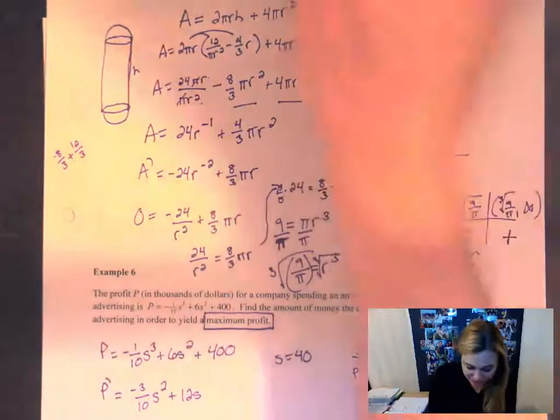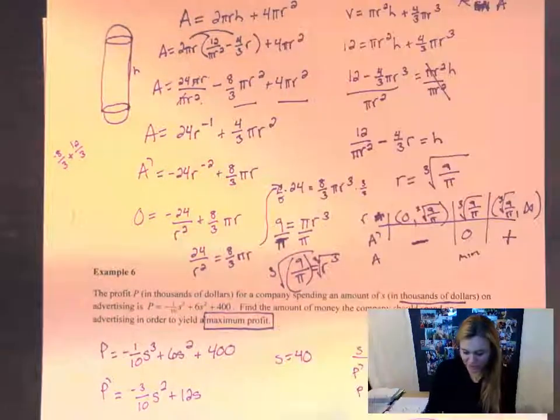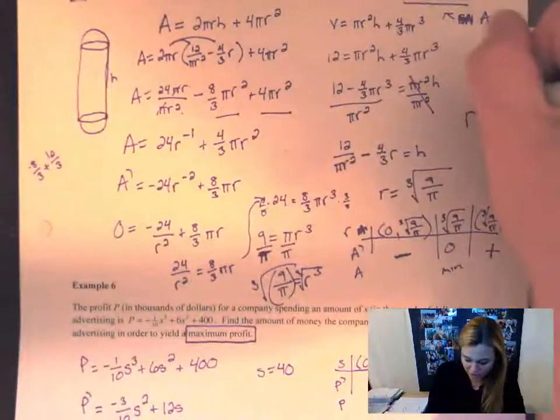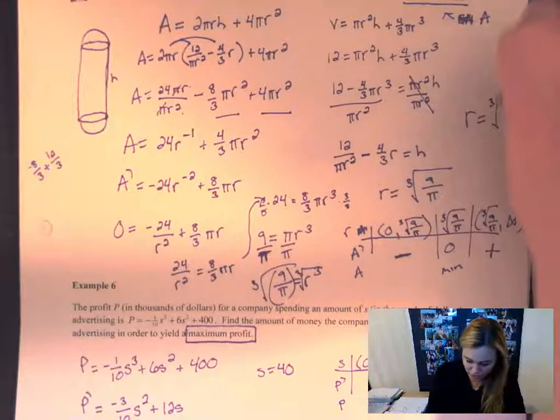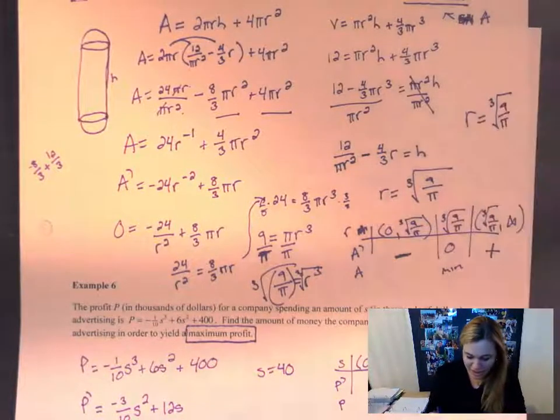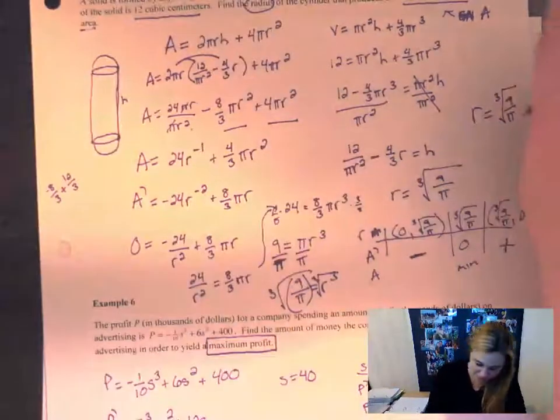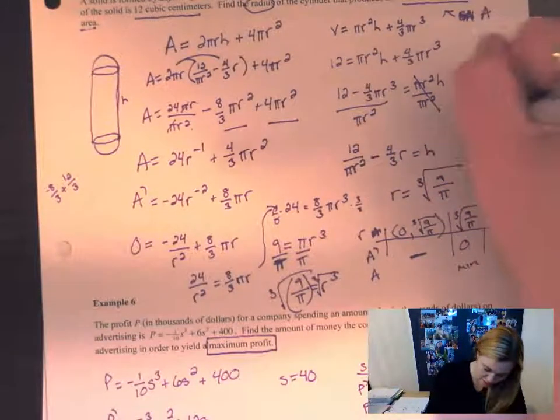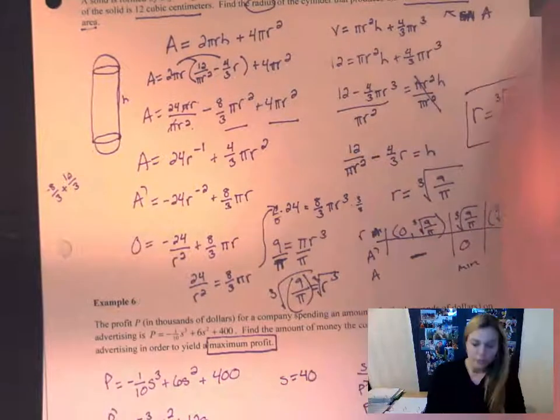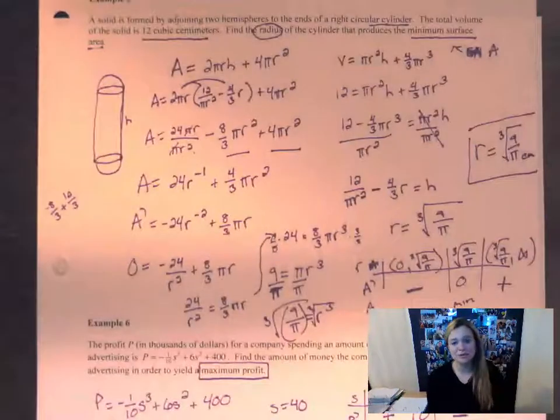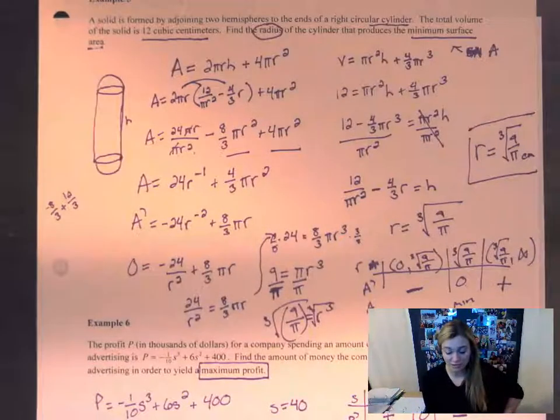It says find the radius that produces this surface area, which is nice. Then we don't even have to do any more work. This would be the cubed root of 9/pi, and my units would be centimeters. We did it.